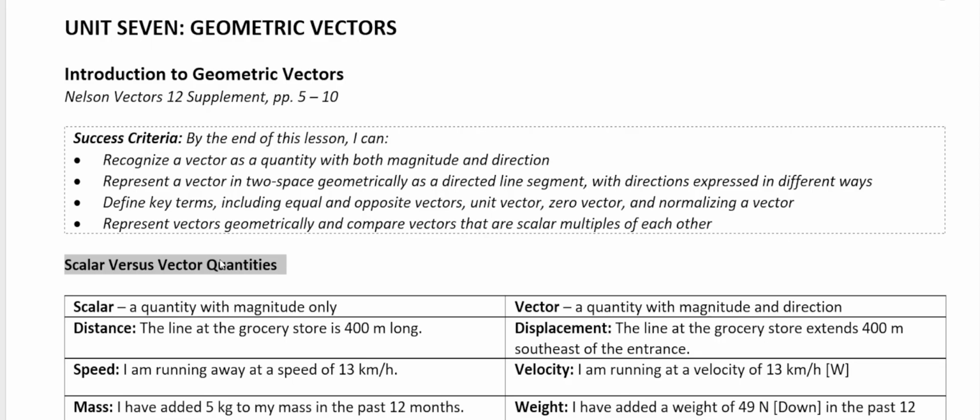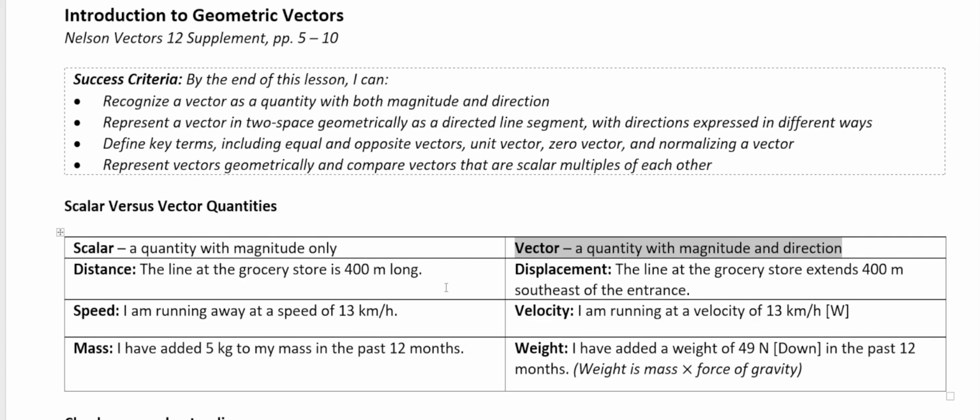In this video, we're going to do an introduction to geometric vectors. We'll start by looking at scalar versus vector quantities. Well, scalar quantities are quantities with magnitude only, whereas vector quantities are quantities with magnitude and direction.